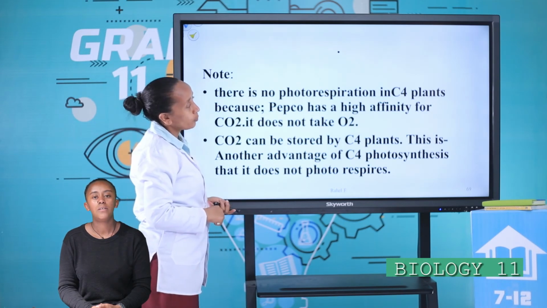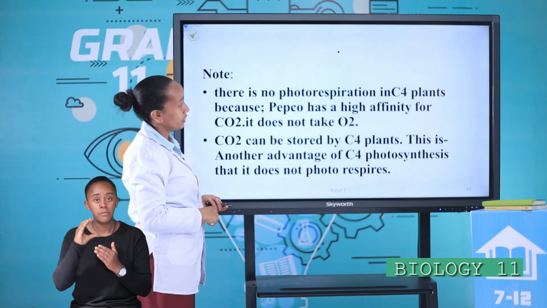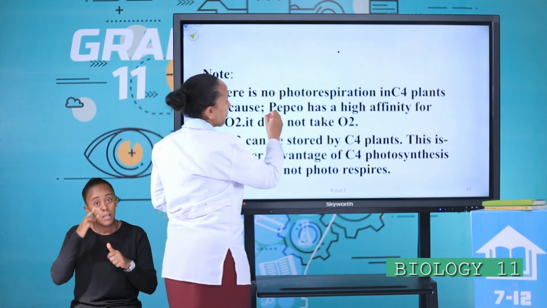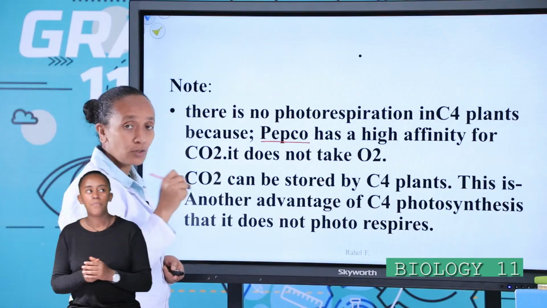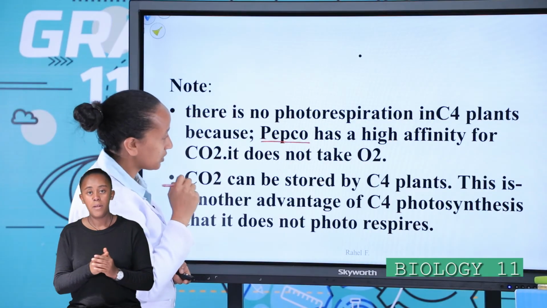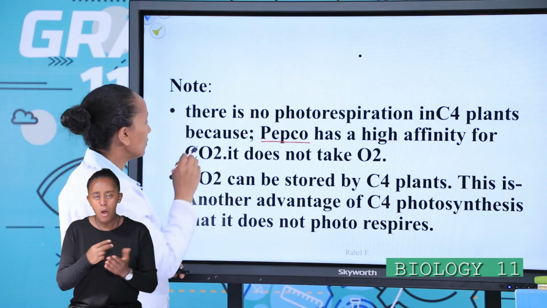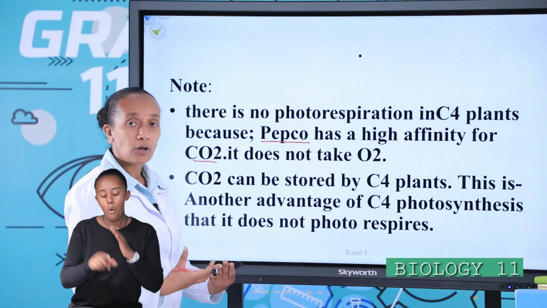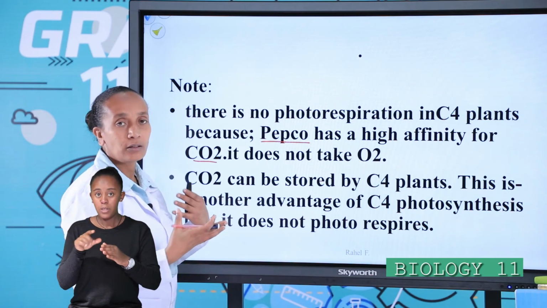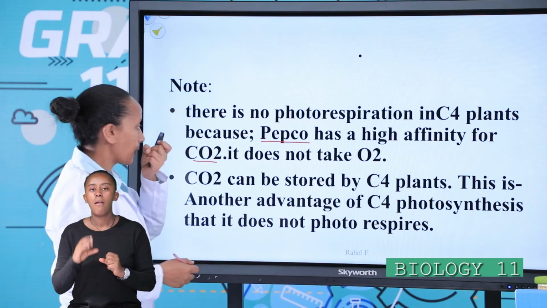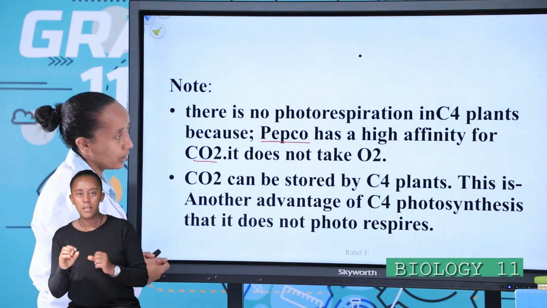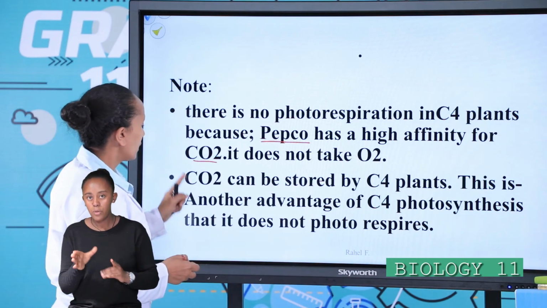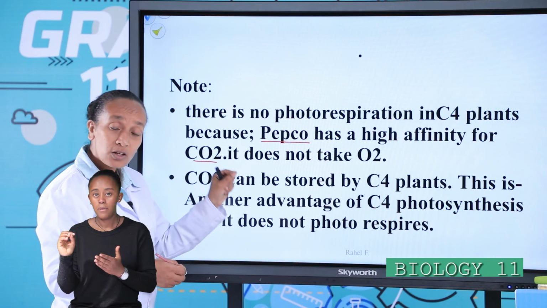In the case of C4 plants, there is no photorespiration. This is because, as you know, the first reason is PEPCO, the enzyme that is used for carbon dioxide fixation, has higher affinity for carbon dioxide. Therefore, at low levels of carbon dioxide, this enzyme can catalyze the reaction so that they do not get a problem in carbon dioxide concentration. And it does not take oxygen.